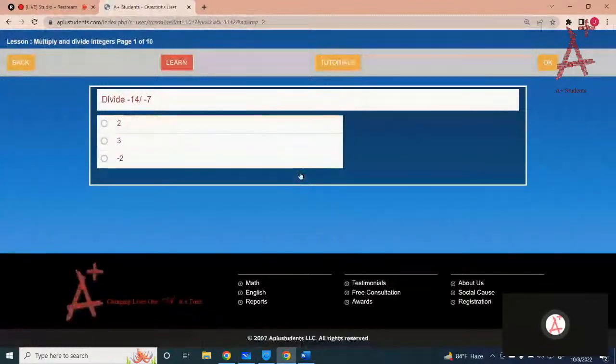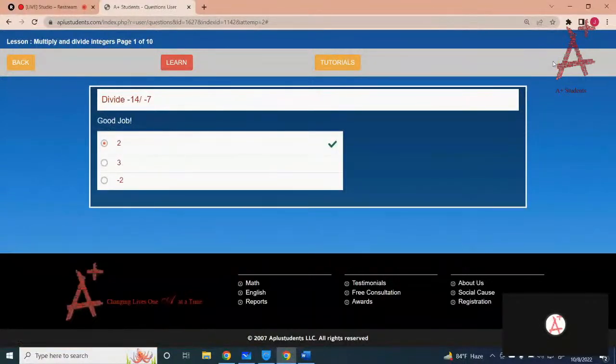Okay, divide negative 14 by negative 7. So you are going to divide two numbers that have the same sign. So your answer must be positive. You are dividing a negative number by the negative number. So when you are dividing two numbers that have the same signs, the answer must be positive. Got it? So 14 divided by 7 is 2. That means the answer is positive 2. Got it? So select the correct option and click on the OK button.